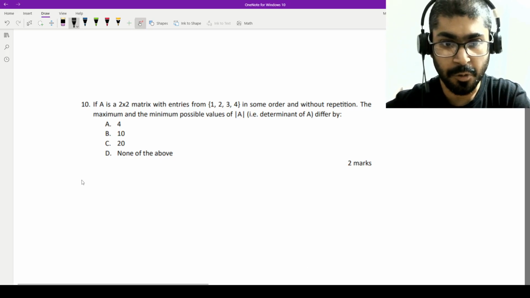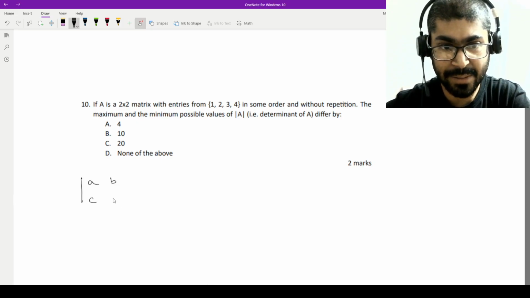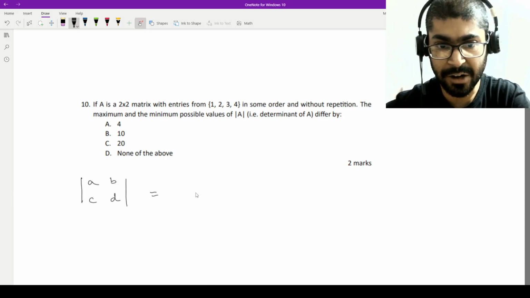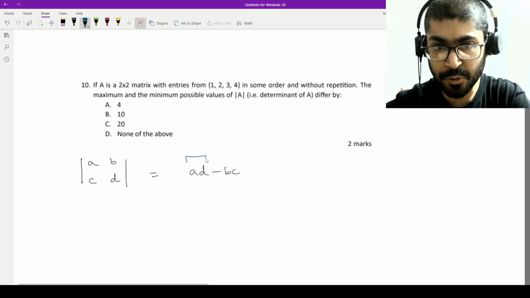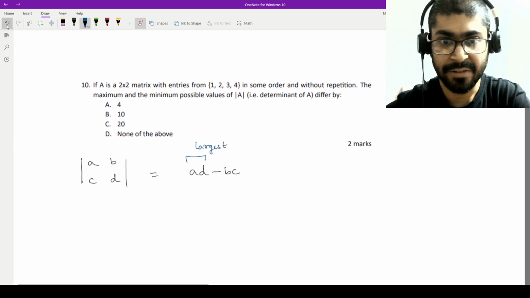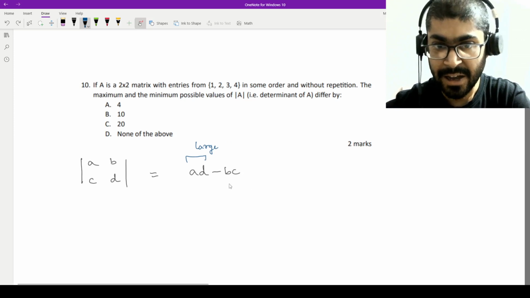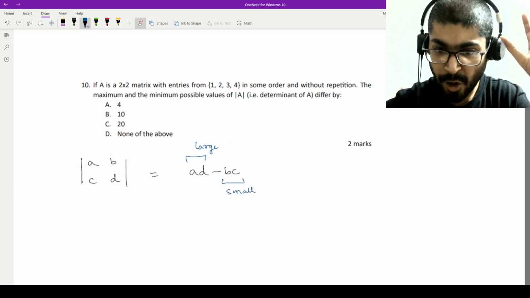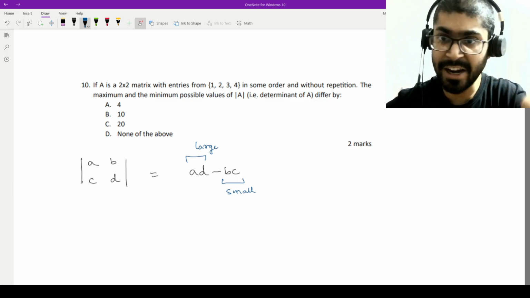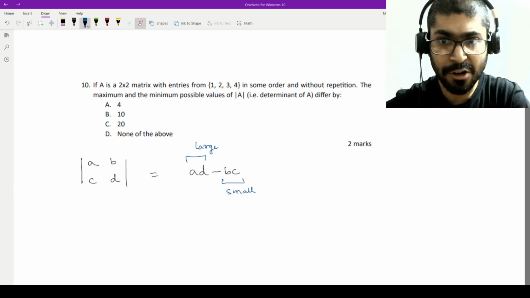Okay, so if you have a general determinant A B C D, what will be its value? It will be AD minus BC, right? Now when will this be maximized? If this one is large, and this one is small, right? The smaller BC is and the larger AD is, the higher will be the value of the determinant.